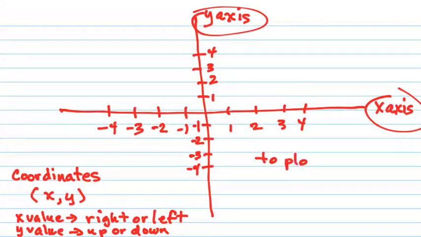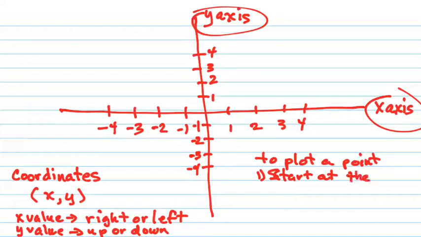Now, let's talk about how to plot a point. First of all, you're going to start at the origin. We haven't defined origin yet, but hold on a minute and I will. Write that down. Start at the origin. The origin is the point where the number lines cross. That's the point right here where both of the number lines cross, and they both equal 0 at that point. So that's where you're always going to start your graphing.